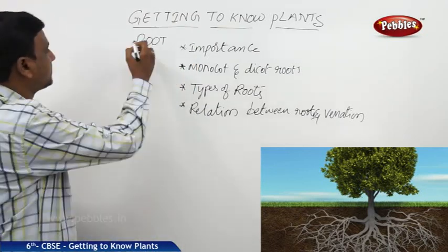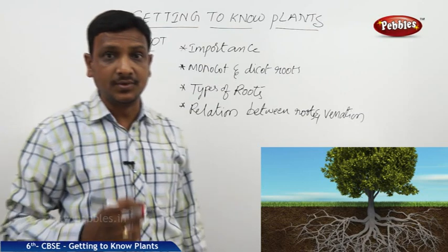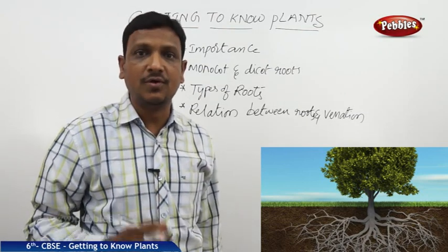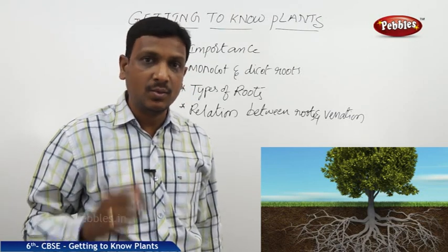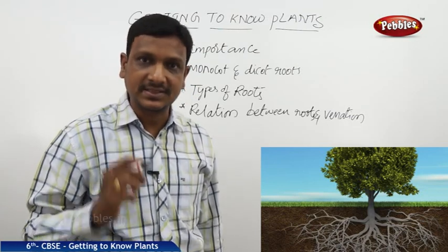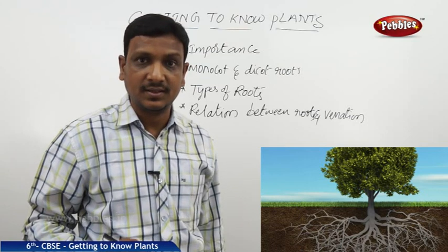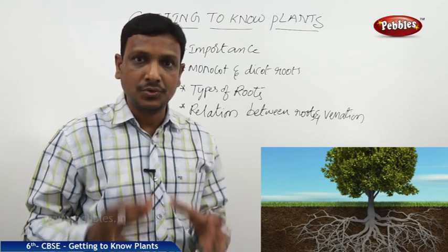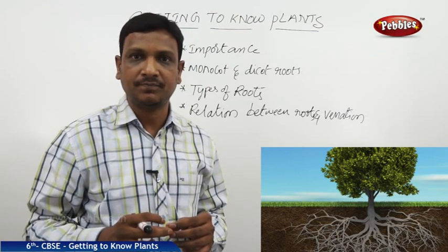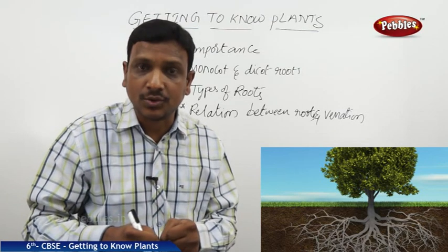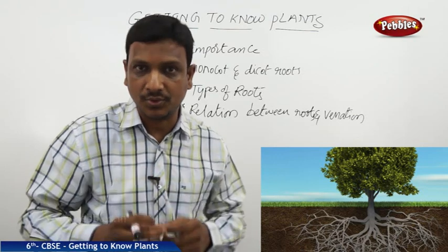So now let us see the second important part, that is the root. Root is also a very important part of the plant, like the stem and leaf. We discussed the importance of the stem and the leaf. Now let us see the root. The main function of the root is anchoring the plant into the soil. So the plant holds the soil with the help of the root.